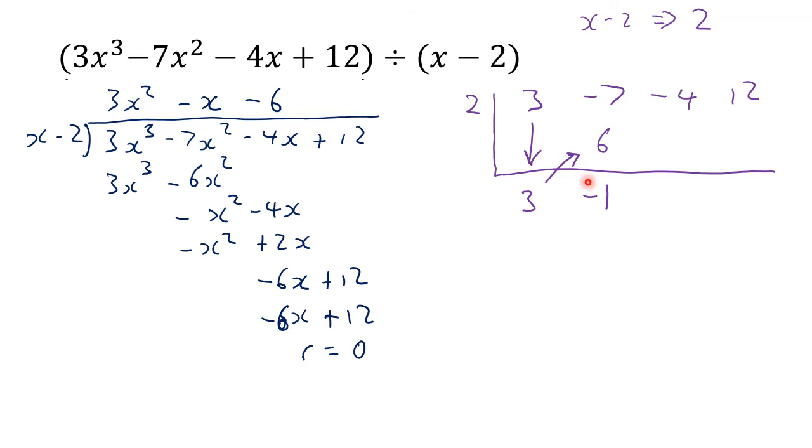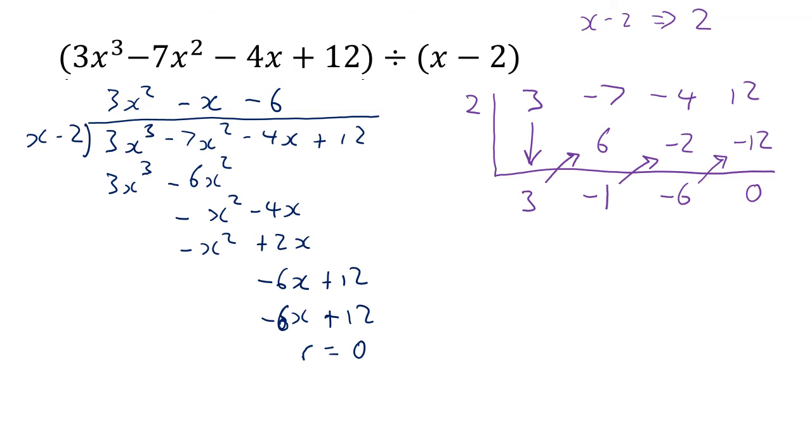Then I take this minus 1 and times it by the 2. So 2 times minus 1 is minus 2. I add them. I get minus 6. And then I've got to do one more. So I've got the minus 6 times the 2. So that goes up here. I get minus 12, and I add them, and I get 0.